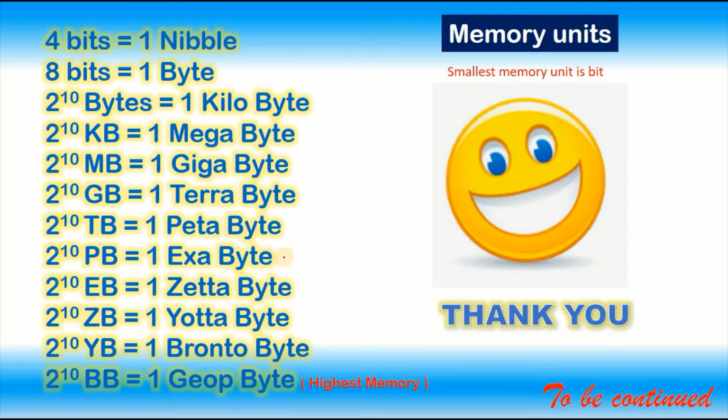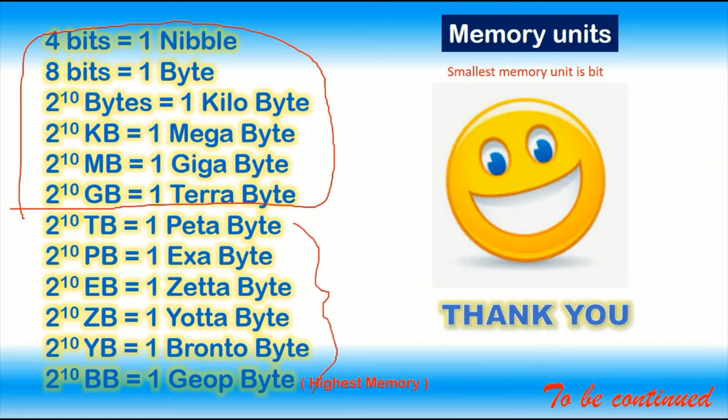Okay, here 4 bits means 1 nibble, 8 bits means 1 byte, and 2 to the power 10 bytes, that means 1024 bytes is equal to 1 kilobyte, and 2 to the power 10 KB, kilobyte means 1 MB, 2 to the power 10 MB means 1 GB, and 2 to the power 10 GB equal to 1 TB. Actually it's enough to know this, but for your general knowledge you must know more.